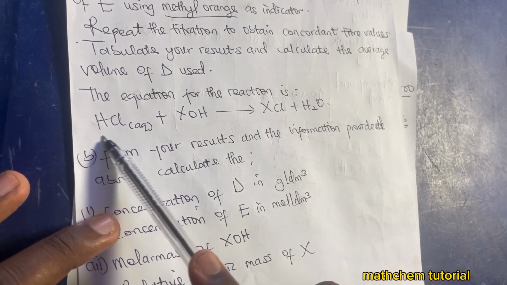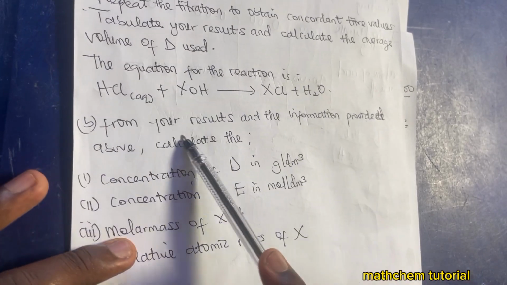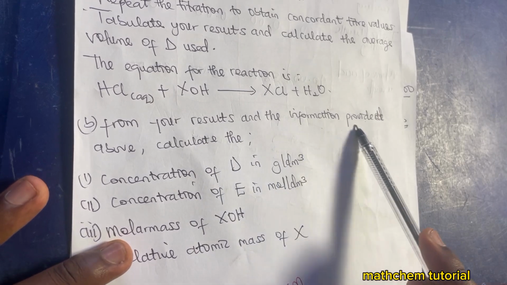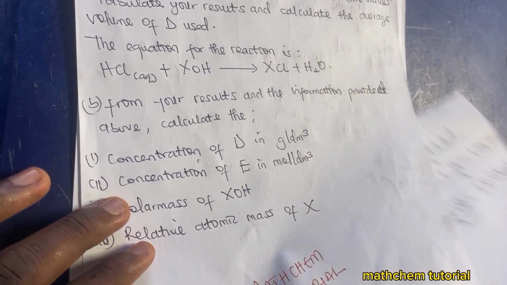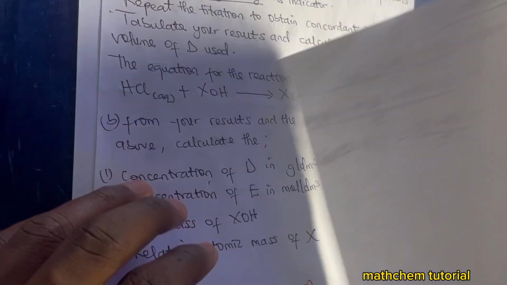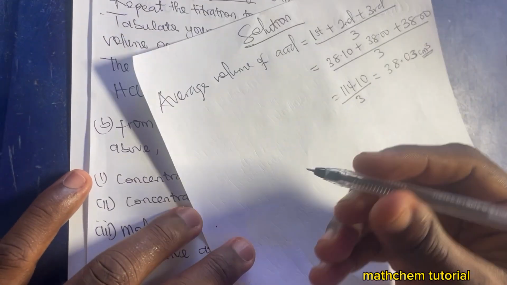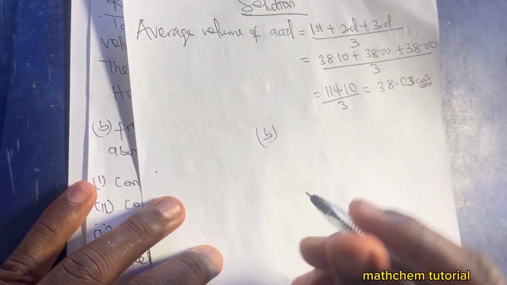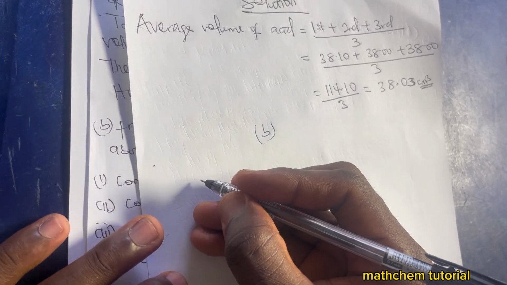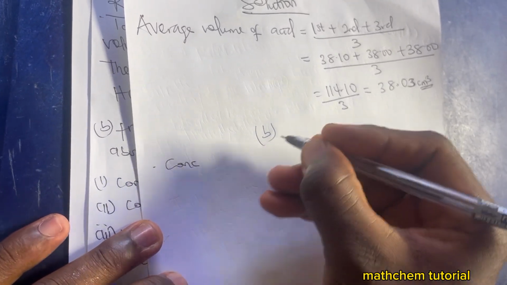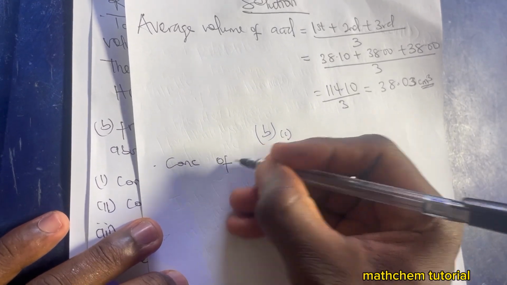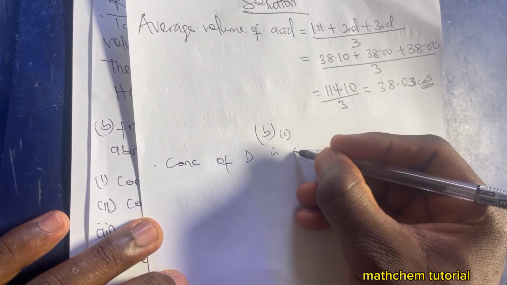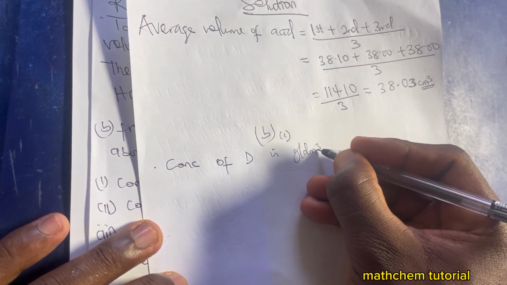Now the equation of the reaction is this. You can see that. Now from your results and the information provided above, calculate the concentration of D in gram per dm cube. So imagine that D is the acid, don't forget. So now from B, it says I should calculate the concentration of D in gram per dm cube.